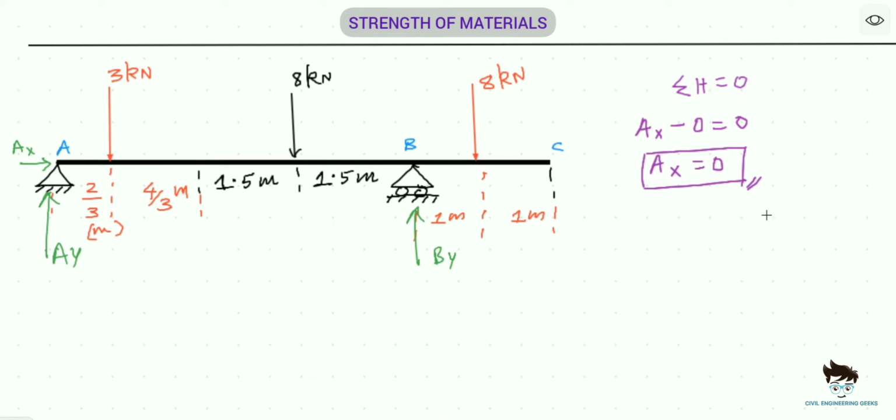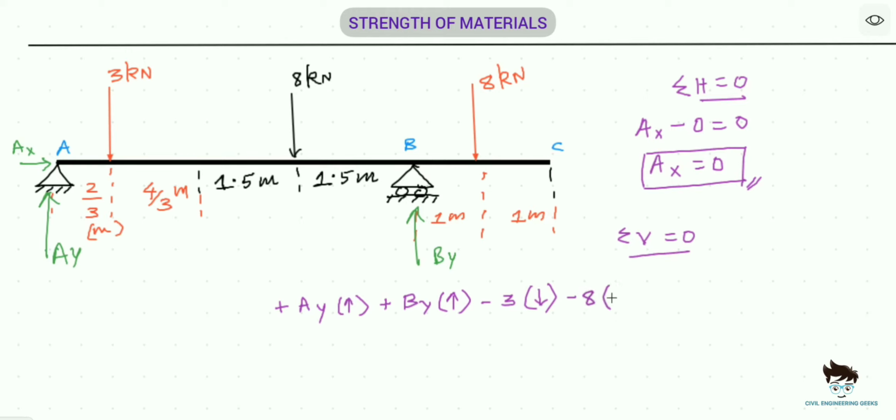Then we will use our second equilibrium equation, that is summation of vertical forces equal to 0. When we use this equation of equilibrium, we will get plus AY in the upward direction. I am using the upward direction as positive and downward direction forces as negative. So we will get plus AY in the upward direction, plus BY in the upward direction as well, minus 3 kilonewtons which is acting in the downward direction, minus 8 kilonewtons and minus 8 kilonewtons again. And all this will be equal to 0. So from this we can derive an equation that is AY plus BY is equal to 19 kilonewtons. Let's keep this equation as our first equation.